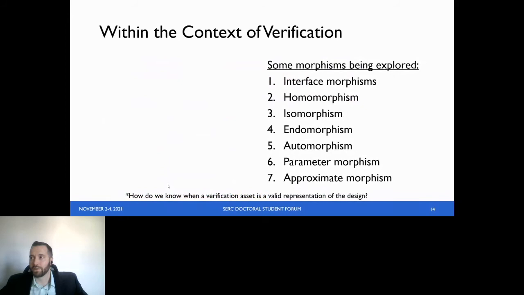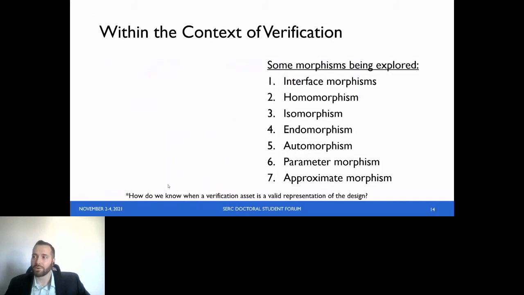So these are some of the morphisms that I'm actually exploring right now. Essentially the interface one is the black box context that I just highlighted in the previous slide, where the other seven are more important to specifications of the system itself. A homomorphism is essentially an elaboration or abstraction and a mechanism to measure that. And an isomorphism is saying that the two systems are essentially the same. So in the example I gave at the beginning, the actual end product to the design should be an isomorphism.